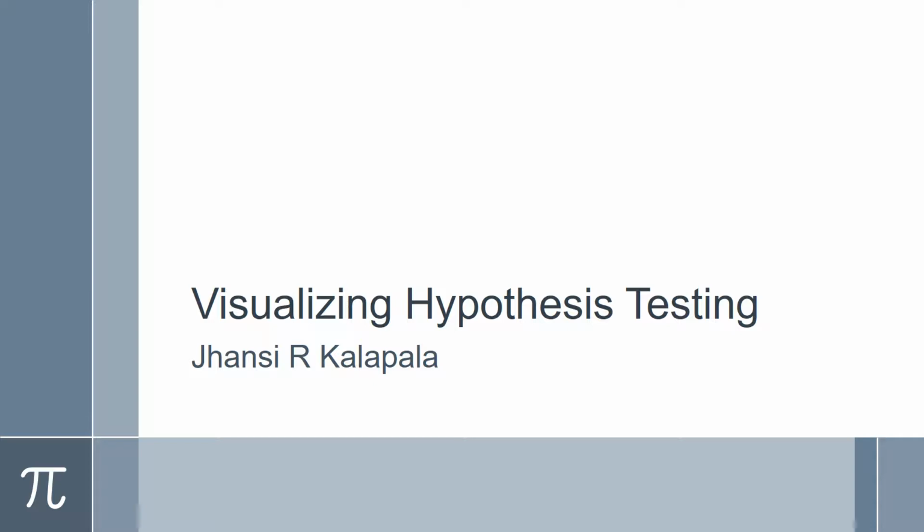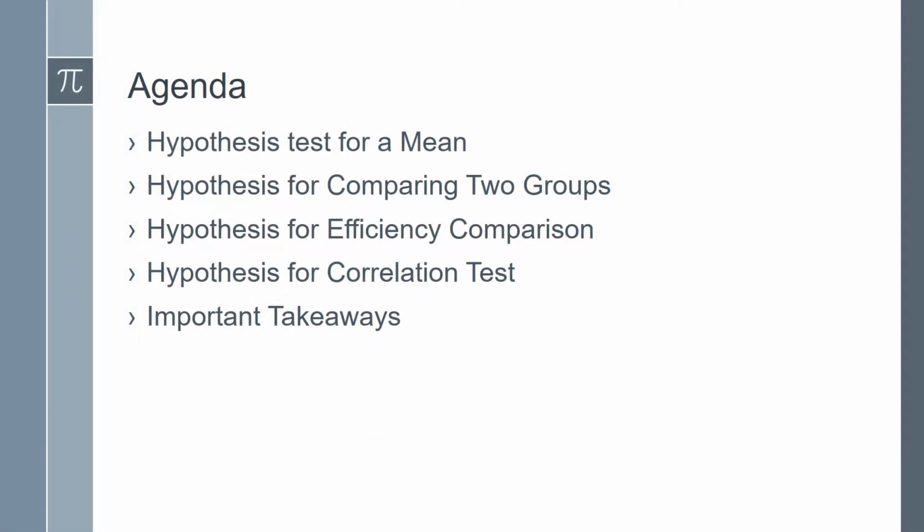Today we are talking about visualizing hypothesis testing. The agenda: we are testing for four different types of hypothesis. First one is mean test, and the second one is comparing two groups. Third one is efficiency comparison. Fourth one is the correlation test, and finally, last but not least, is important takeaways.